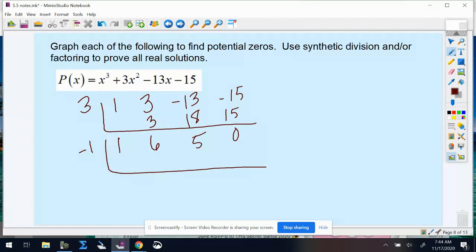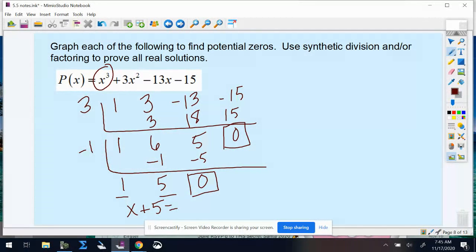I'm going to put the next -1 out there. I'm going to drop down, multiply, add, multiply, and add. And again, since I got 0 here, I have proven that -1 was also a solution. At this point, I can do it again if I would like. Or I can look at this and say, all right, I did division twice. I started off with an x to the third, and every time I divide, it drops that power down by 1. So if I've divided twice, this 1 represents a 1x, and this 5 represents just a +5. And if I want to know what makes that equal to 0, that is just -5.